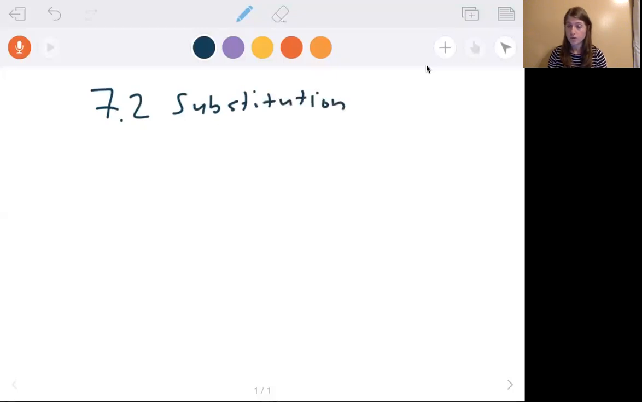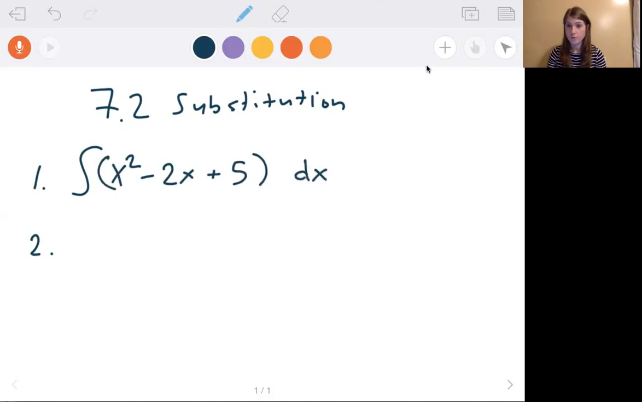And substitution is going to be a technique to help us with integration, or we could also say to help us with anti-differentiation. So to get our feet wet and to help our brains work this morning, let's go ahead and just try a couple antiderivatives. So let's just do two. Let's say we have x squared minus 2x plus 5. We're integrating all of that with respect to x.